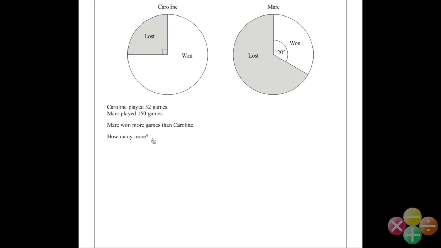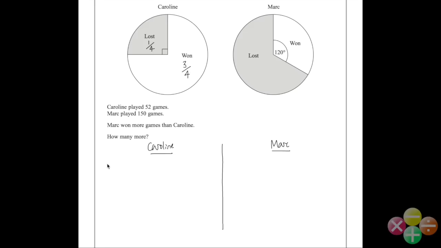How many more? Okay, so we're going to need to deal with each person in turn. We're going to deal with Caroline's games, and we're also going to deal with Mark's games. So let's take Caroline to start with. If we look at her pie chart, we can clearly see that she lost a quarter of her games and she won 3/4 of her games, because the lost slice is a quarter of the whole pie chart, which means that the rest must be 3/4.